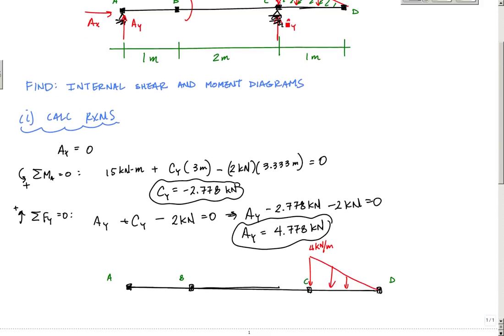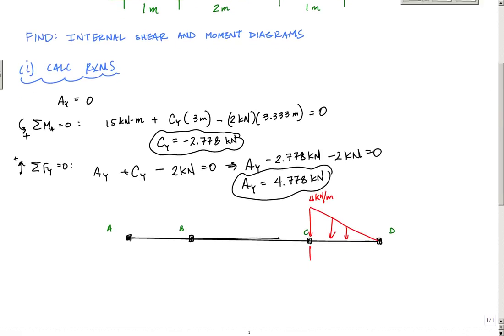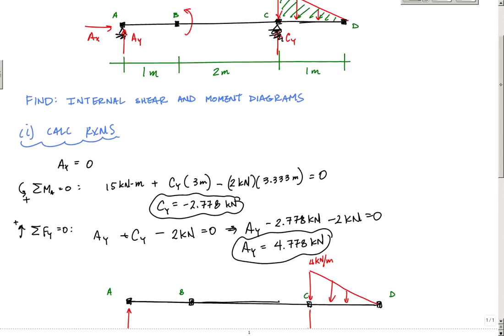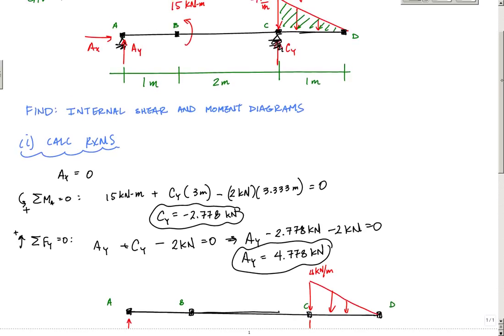Before, I had Cy drawn upwards, and that was negative 2.778. So what that means is that Cy is actually 2.778 kilonewtons downwards. And then at A, I have a positive 4.778, which was here, 4.778 kilonewtons. And then at B, I'm going to do something here that really helps me in terms of knowing how to handle my concentrated moment here.